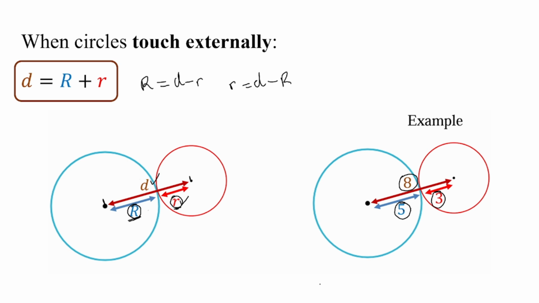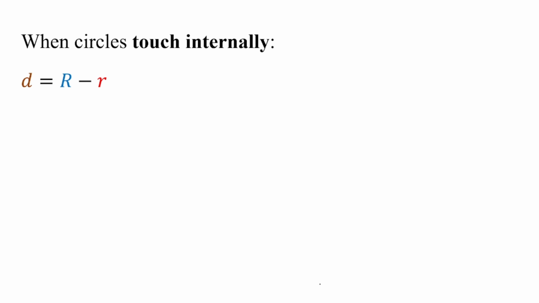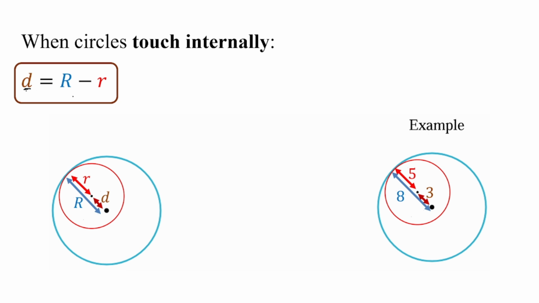And then there's a situation where the circles may touch internally. When the circles touch internally like this, the distance between the centers is equal to R for the larger circle minus r for the smaller circle. This is the distance between the two centers. Or you can even say that the distance between the centers plus the r of the smaller circle will give you R of the larger circle. That's another way of doing it.